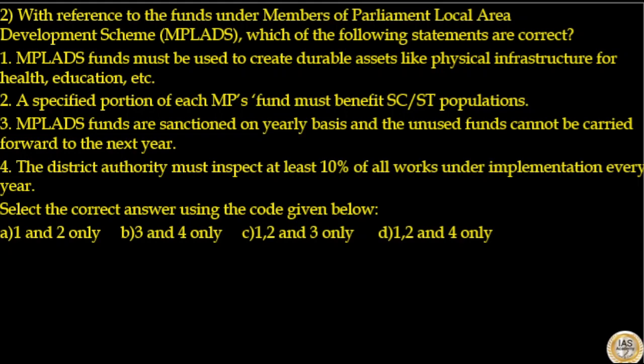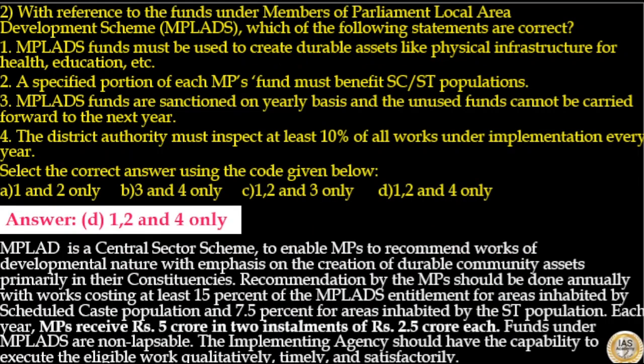Here the answer to this question is option D. Statement 1, 2 and 4 are correct. Statement 3 is incorrect. MPLADS is a central sector scheme to enable MPs to recommend works of developmental nature with emphasis on the creation of durable community assets primarily in their constituencies. Recommendation by the MPs should be done annually with works costing at least 15% of the MPLADS entitlements for areas inhabited by scheduled caste population and 7.5% for areas inhabited by the ST population.